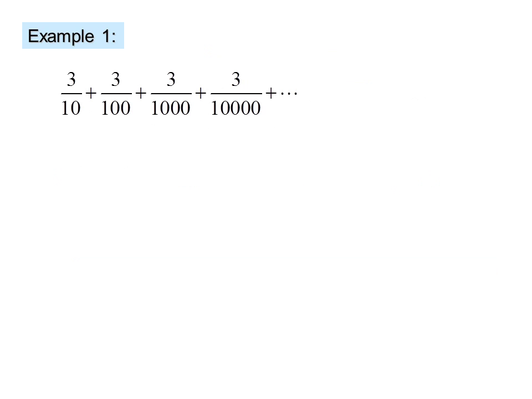Example: 3 over 10 plus 3 over 100 plus 3 over 1,000 plus 3 over 10,000, etc. Could also be written as 0.3 plus 0.03 plus 0.003 plus 0.0003, and so forth, which is equal to 0.333 repeating, which we recognize as 1/3.